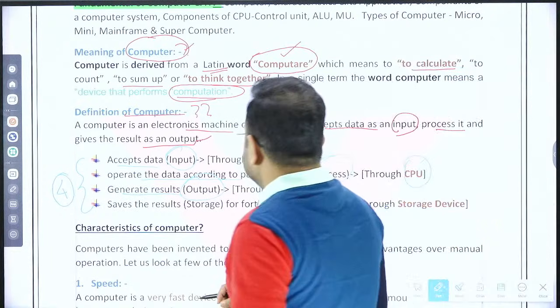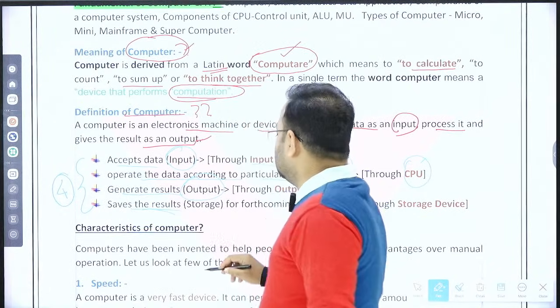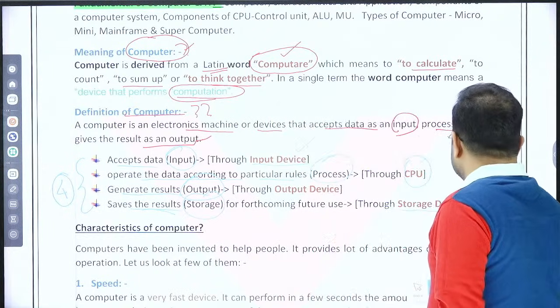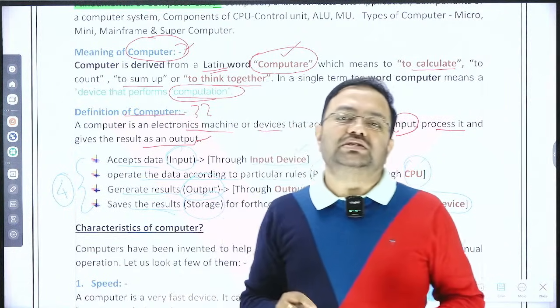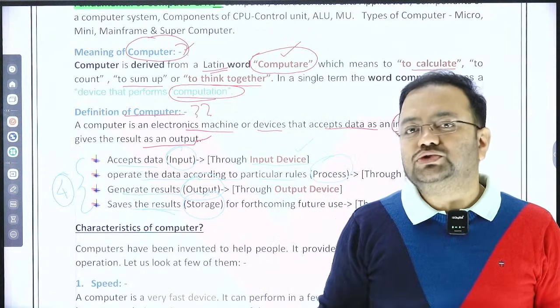And fourth is, if you want to store this result or save the result, there is a device, simply we can say the storage. Okay, we are basically telling that the storage device or memory. So these are the 4 basic functionality related to our computer system: input, process, output, storage.